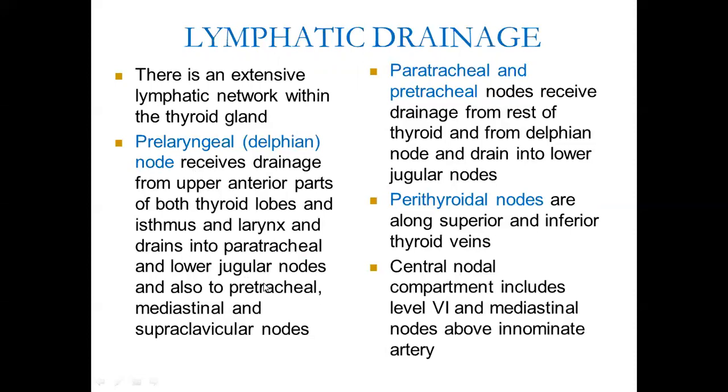the lower jugular nodes. Now, the paratracheal and pretracheal nodes receive drainage from the rest of the thyroid gland, and they directly drain into the lower jugular nodes. A few nodes along the perithyroidal nodes are seen along the superior and inferior thyroid veins. They also eventually drain into the lower jugular nodes. So the term central nodal compartment includes all of these nodes, that is the level 6 nodes, and along with that, the mediastinal nodes above the level of the innominate artery.